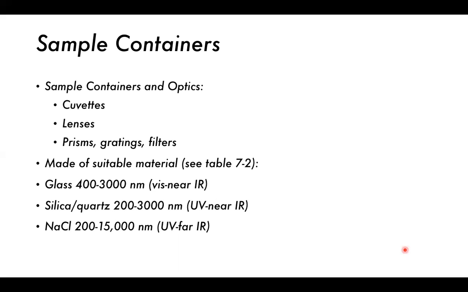So glass is pretty good for visible and near IR measurements. It's very bad for UV measurements because it absorbs UV light, which is just pretty good for us. It means that whenever we're indoors, we're pretty safe from UV rays of the sun. Silica quartz is good for UV up to near IR. The problem is silica and quartz are much more expensive than glass.